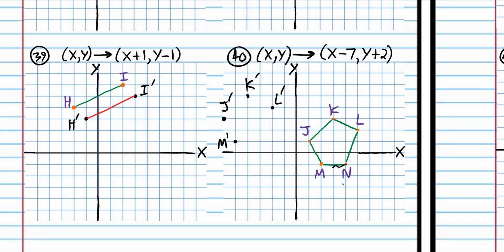All right, and N is 1, 2, 3, 4, 5, 6, 7, 1, 2 again. Again, we're just going to the left 7 and up 2 in every one of these points. So that is N prime. And now you just connect the dots. And because these are translations, remember, the only transformation where you change the size is a dilation. We're not doing dilation. So this shape should look exactly the same as the pre-image. And you can see that it does. So if you got that answer, good job.